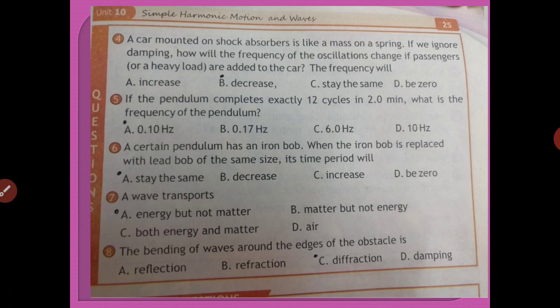Now number 7: a wave transports energy but not matter. We have already discussed in the first lecture that it transfers energy but does not transfer matter. So option A. MCQ number 8: the bending of waves around the edges of an obstacle is diffraction. For this MCQ, I revised the diffraction topic in this lecture as well. So the correct option is diffraction, because it is the bending of waves around the edge of the obstacle.